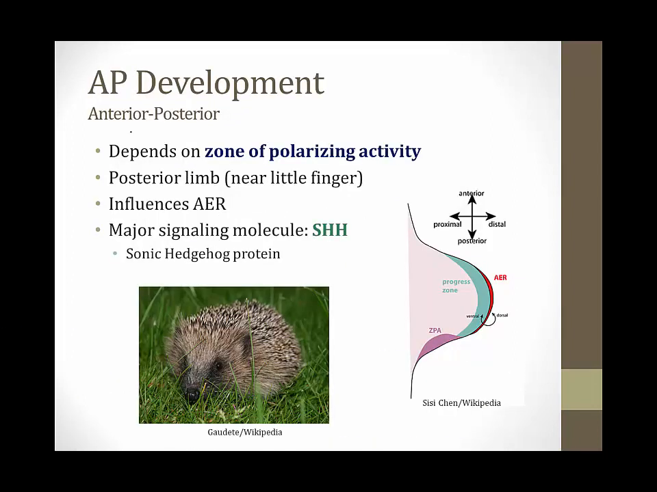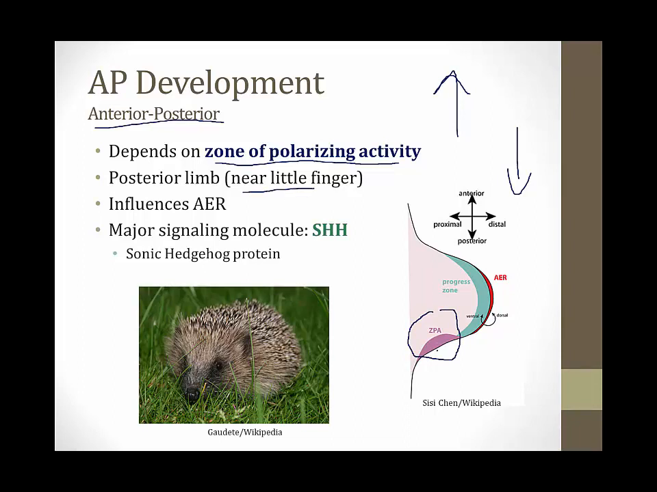The final plane of limb development we need to discuss is the anterior-posterior plane. And remember that the thumb points up, which is anteriorly, and the little finger points downward, which is posteriorly. Normal development of the limb in this plane depends heavily on a structure called the zone of polarizing activity. If you look at my diagram on the screen here, the zone of polarizing activity is a zone of tissue found in the posterior limb, which means at the bottom near the little finger.